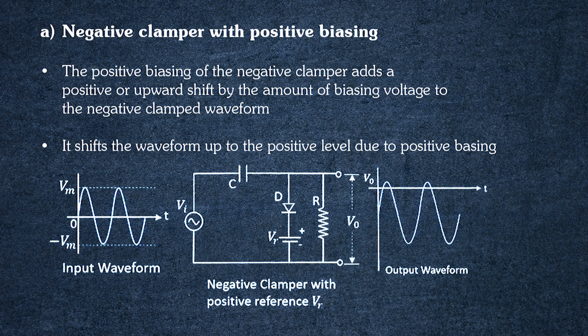So, what positive biasing does here is that it shifts the waveform slightly upward, above the reference point, and that amount will be equal to the voltage of the battery. So, it will shift by that much, which is equal to the magnitude of the battery. So, it shifts the waveform up to the positive level due to positive biasing.